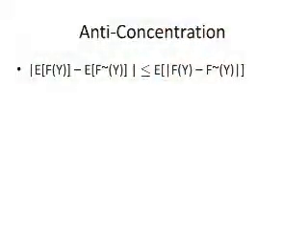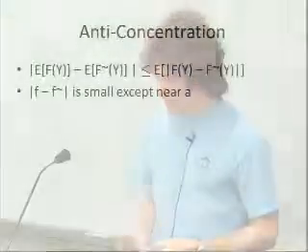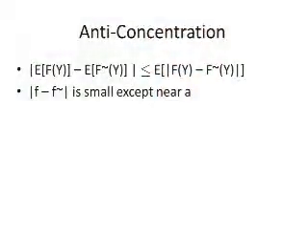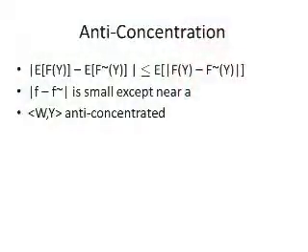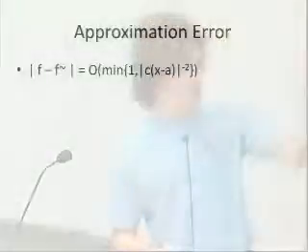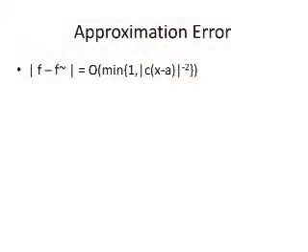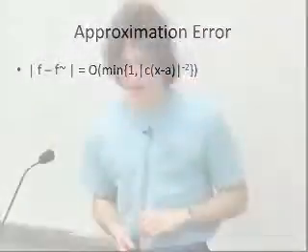Next step, we want the anti-concentration. We need that the expectation of f of y minus the expectation of f tilde of y is small. So we're going to use the obvious approximation: it's bounded by the expectation of the absolute value of the difference. We note that f minus f tilde is small except when we're near a. Furthermore, w dot y is anti-concentrated. So let's remember f minus f tilde is big O of either 1 or c times x minus a to the minus 2.